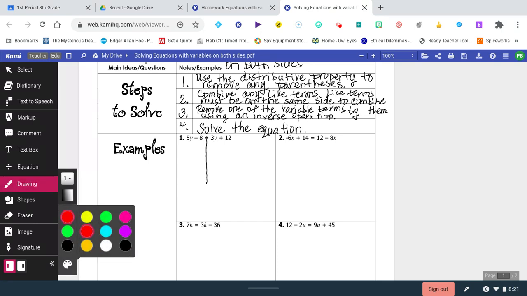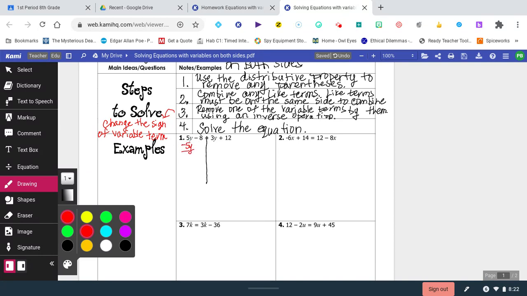All right, so I'm going to put it right here. Change the sign of the variable term. That's how you remove it. So what I'm going to do now is I'm going to change the sign of 5y. So 5y, the opposite of positive 5y is negative 5y.